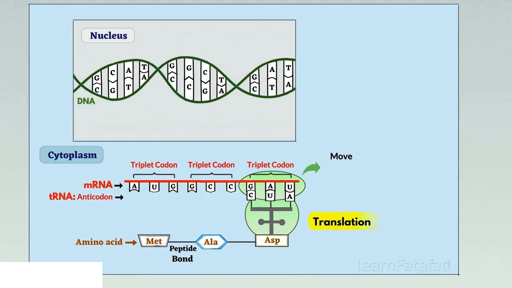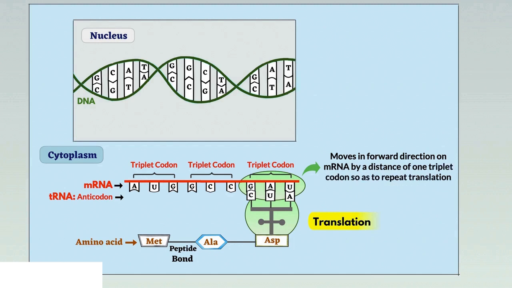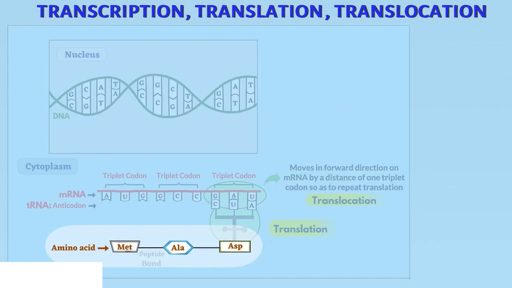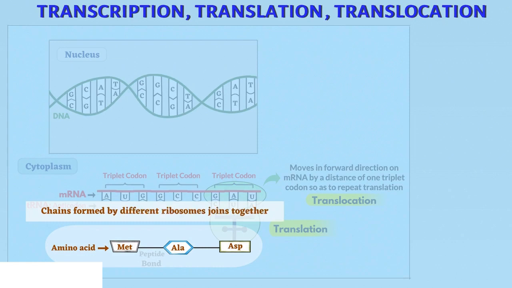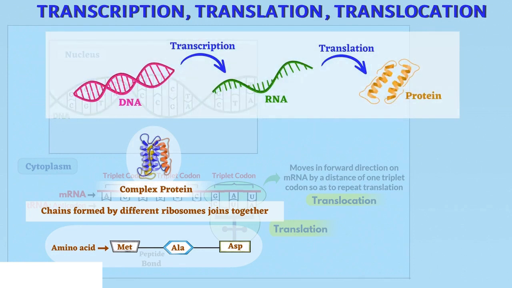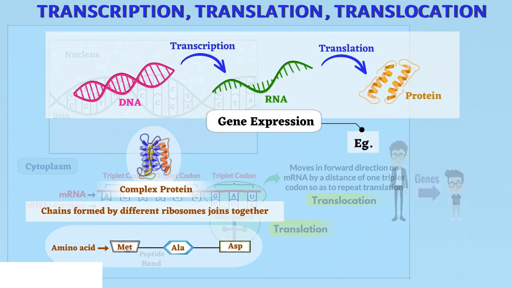The ribosome moves in forward direction on mRNA by a distance of 1 triplet codon so as to repeat the translation. This is called translocation. As a result of transcription, translation and translocation, there is formation of an amino acid chain. The chains formed by different ribosomes join together so as to form a complex protein. Together, these processes can be termed as gene expression. The familiar example is transfer of characters from parent to child.